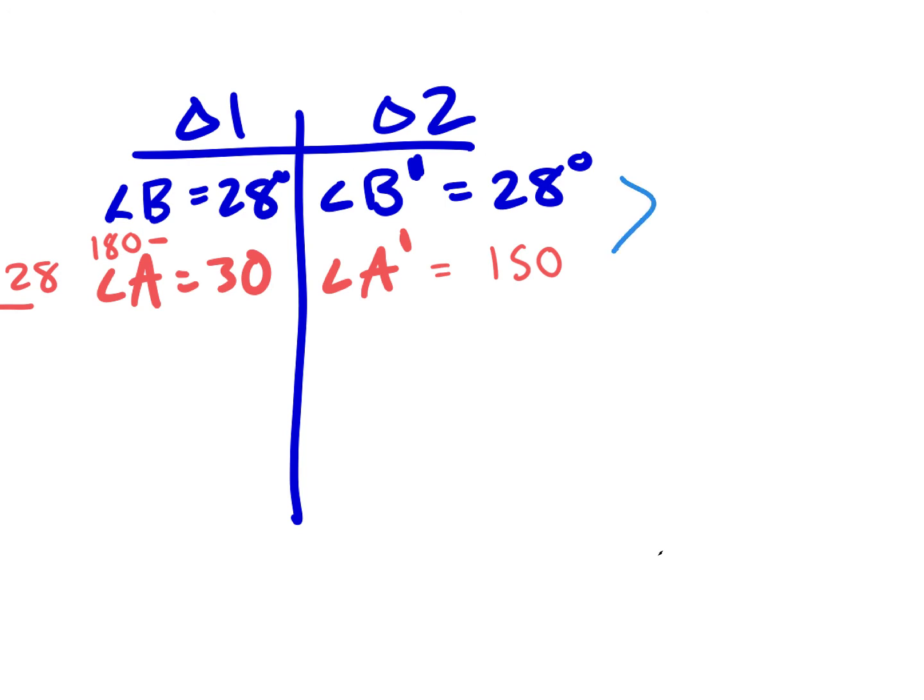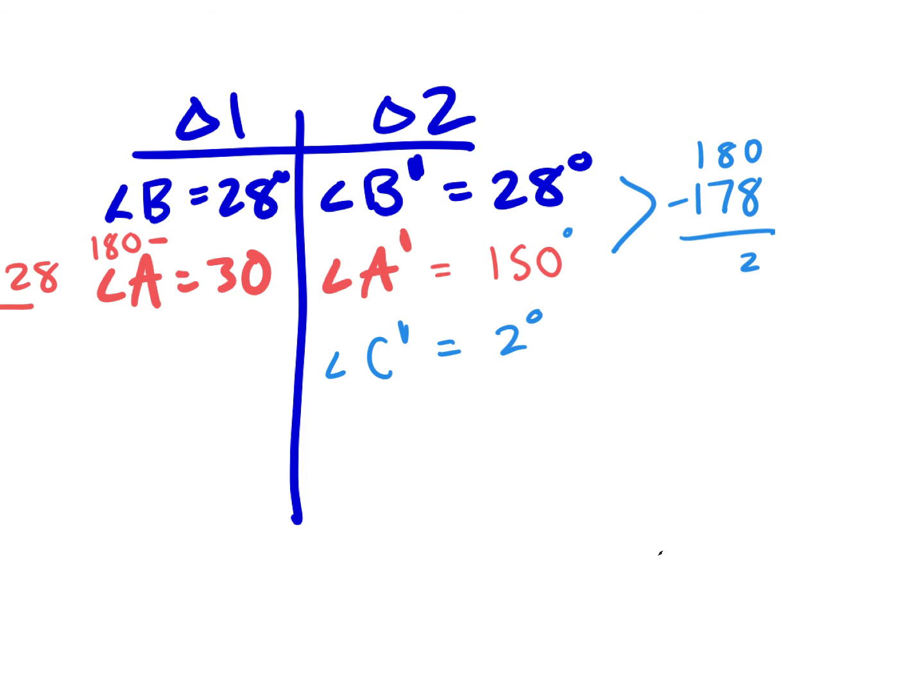We want to add these two together and subtract from 180. If they're bigger than 180, then we don't have a second triangle. But when we add these two together, we get 178. So it's smaller than 180, so we're going to subtract 180 minus 178, and that gives us 2. So our new angle C is 2 degrees.